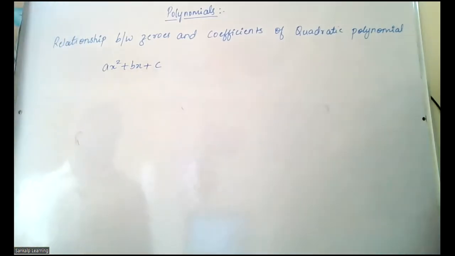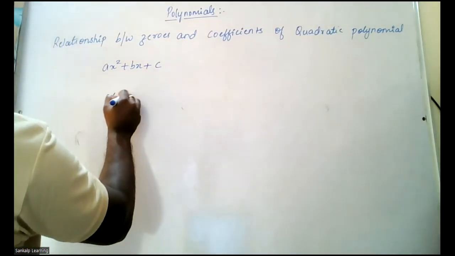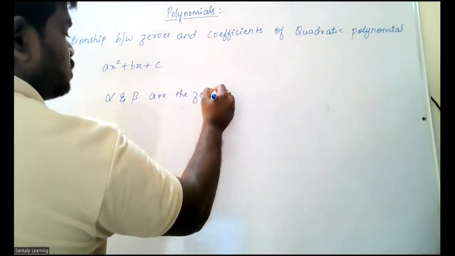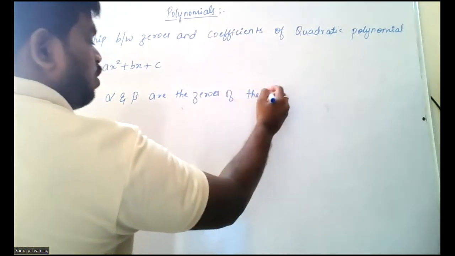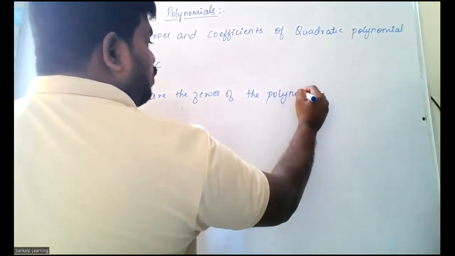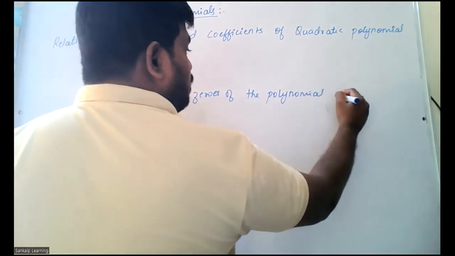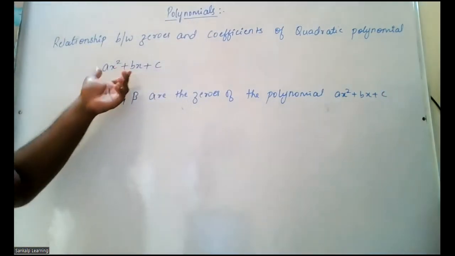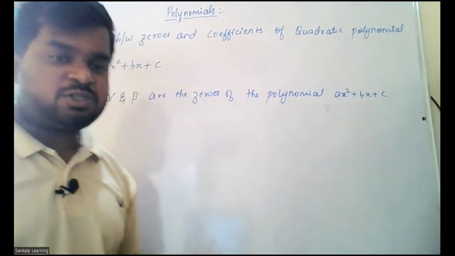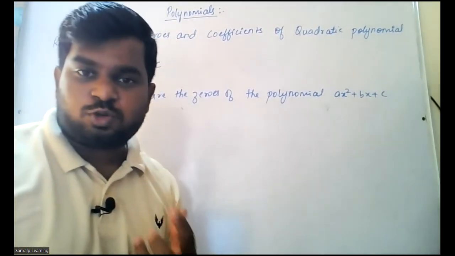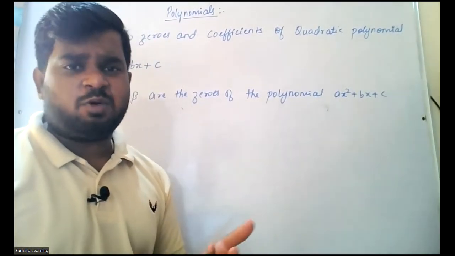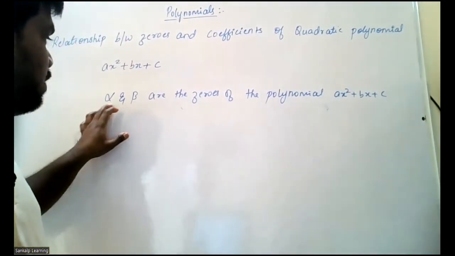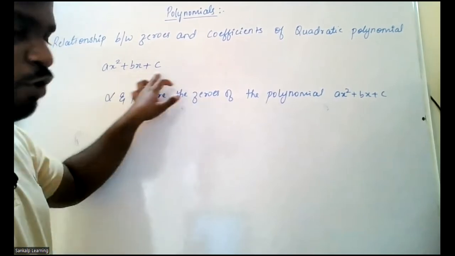Suppose alpha and beta are the zeros of the quadratic polynomial ax squared plus bx plus c. It's a quadratic polynomial, meaning the degree is 2. If the degree is 2, we'll get 2 zeros. I'm taking those 2 zeros as alpha and beta. You can take any other name also, but in general, we take alpha and beta. There is a relationship between alpha, beta, and the coefficients a, b, c.